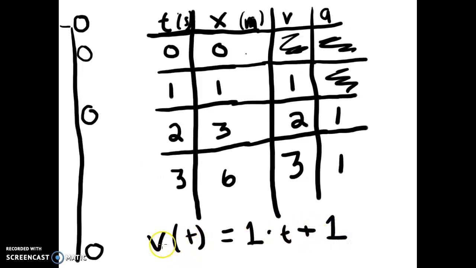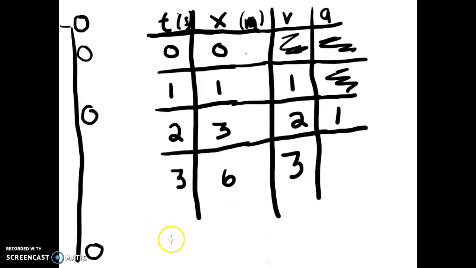So does this equation check out? Well, our v of t, our velocity, equals 1 times t plus 1. The only variable that's allowed to be there is t, and the only variable on the right side is t.